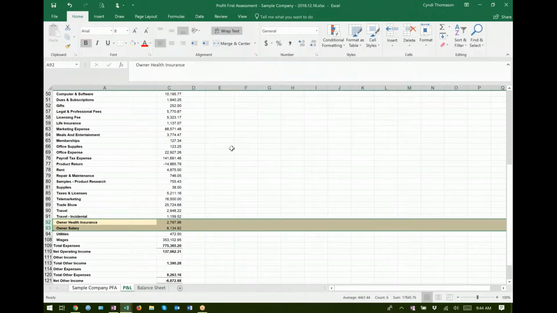This may not be called out discreetly on your P&L, and if it's not, look back at your payroll register for your payroll account, look at your W-2 if that's handy, look at your last pay stub. That's where you want to find your owner pay information if it's not specifically broken out on your P&L.